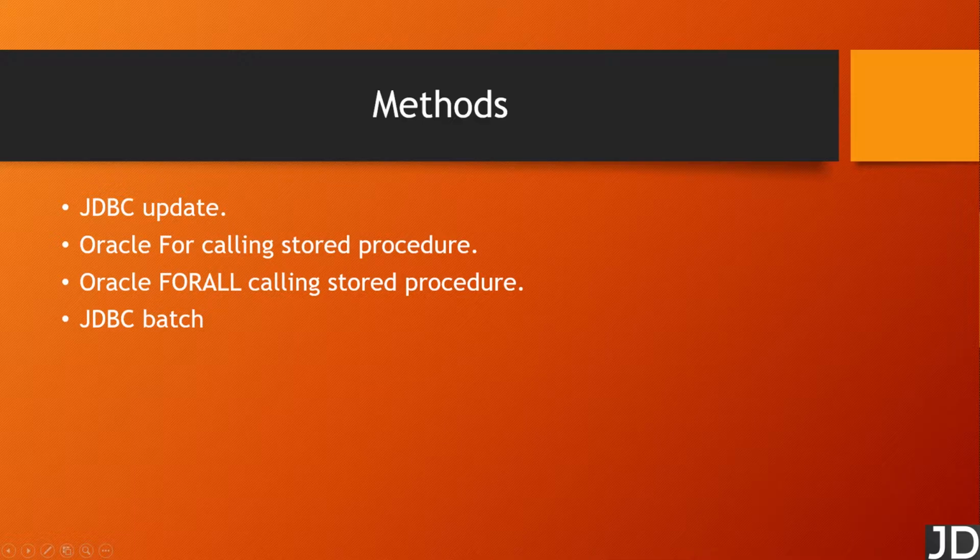Then for the second and the third we are calling an Oracle stored procedure passing a custom type, and finally we have the JDBC batch update for doing bulk insert into Oracle. So we are inserting and passing many rows at a time to Oracle. I will explain these methods one by one.